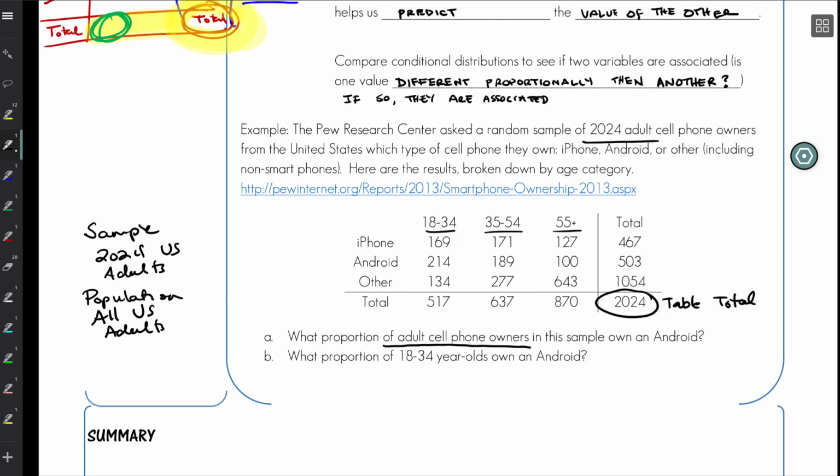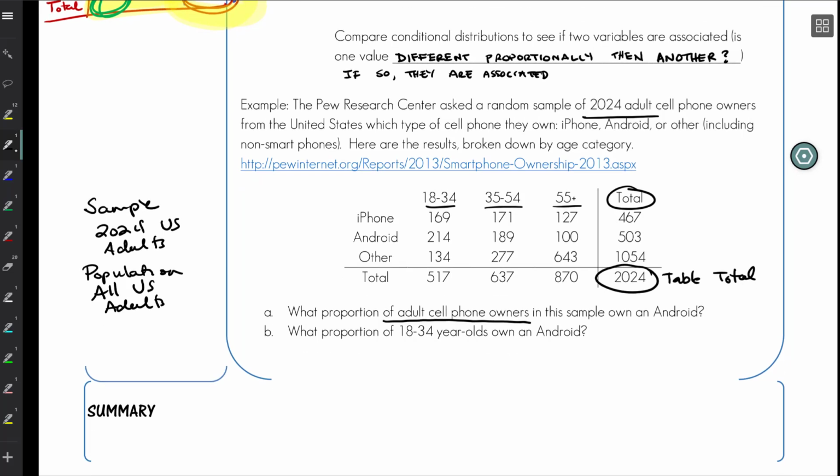What we're going to be looking at is the number in the total here. Okay? So, which value in the total do we care about? We care about those Android owners. And there are 503 of them. So, for part A, we can find the proportion of adult cell phone owners that own an Android is 503 out of all of the adults in the sample, 2024. And doing some very quick reducing here, I can see that's about 25% or 0.25. So what that tells me is that of all adult cell phone owners, about 25% of them own an Android.